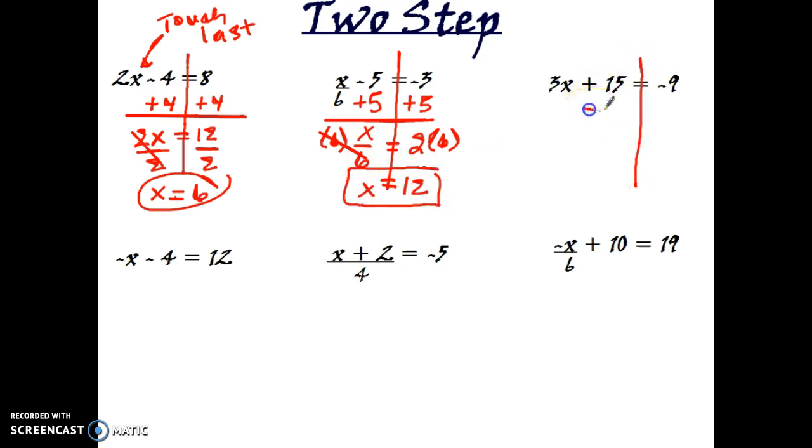Instead of adding 15, we will subtract 15. These are two negatives. When they join together and combine, they make a larger negative, everybody. They make a larger negative. So 3x. So really, I'm adding the negatives together. Equals negative 24. Divide both sides by 3. X is equal to a negative 8.